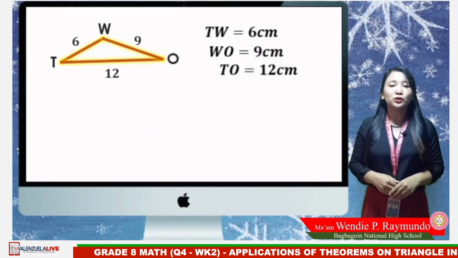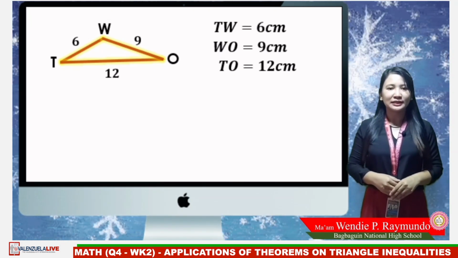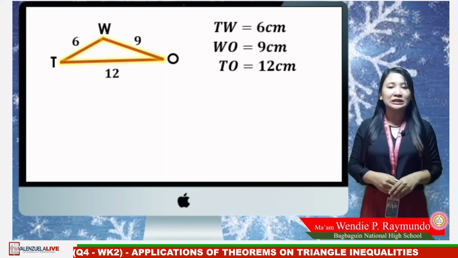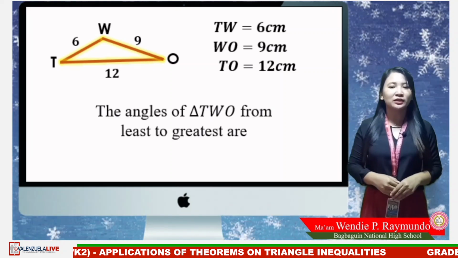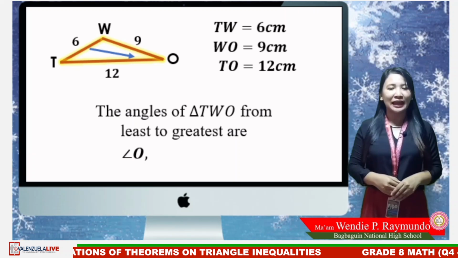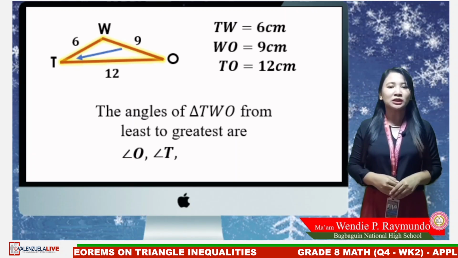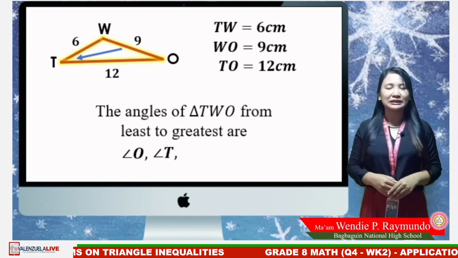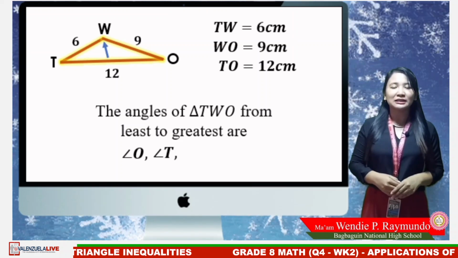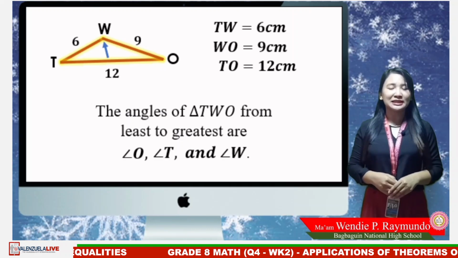The last thing to do is to arrange the angles from least to greatest. The angles of the triangle TWO from least to greatest are angle O, the opposite of the least side. Next is angle T, which is opposite the greater side. And the greatest angle, which is angle W, is opposite the greatest side.